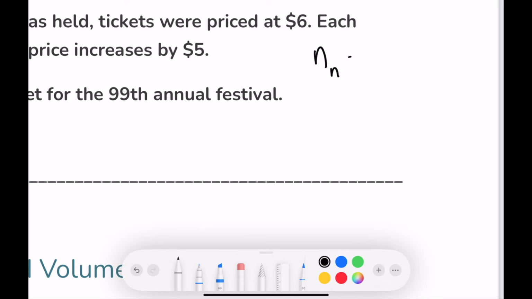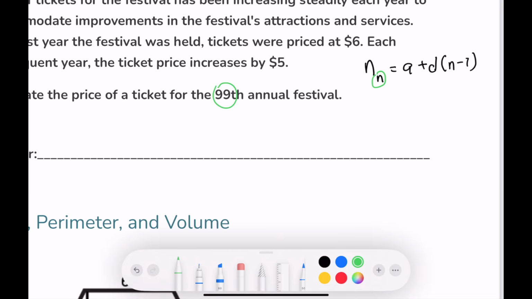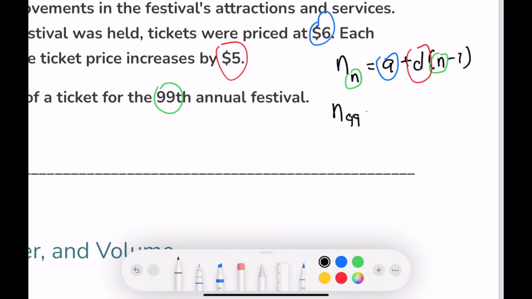I'm going to write it like this: a_n equals a plus d, parentheses, n minus 1, where this n is the year that you have to go to. So is this n, same n. This a is the first number that you're given. This d is the difference in the thing, in this case price, that's being looked at. Now, we'll just fill in the blank. We have the year, that's 99, equals 6 plus 5, parentheses, 99 minus 1.